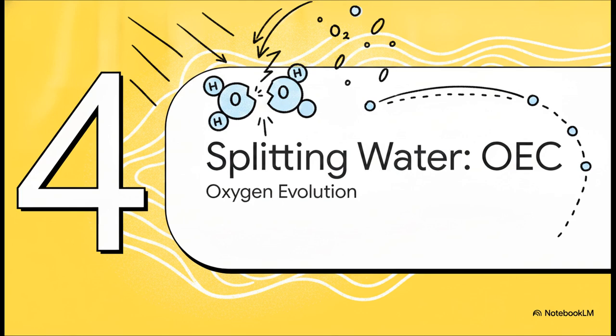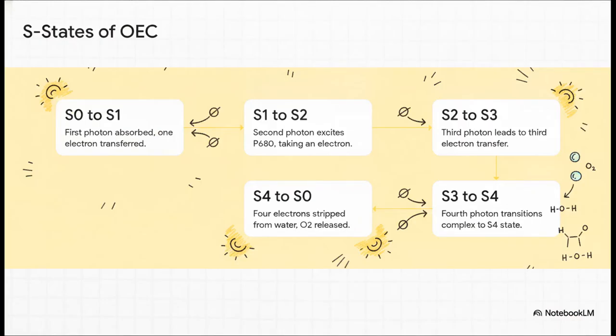Now, to keep this continuous flow moving, PSI has to constantly replace the electrons it keeps firing down the chain. And it does this by doing something incredibly difficult, splitting water molecules. What's really fascinating here is the step-by-step breakdown of the oxygen evolving complex, or OEC. It's basically a cluster of manganese ions that progresses through 5 distinct oxidation states, which we call S states.